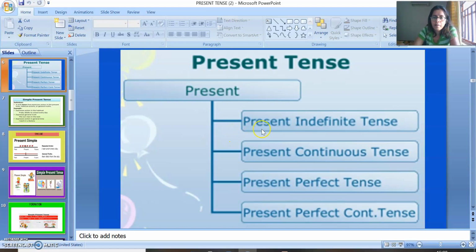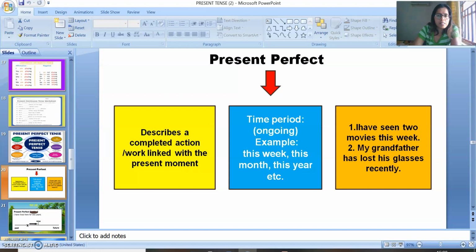So first is present indefinite tense, second is present continuous, third is present perfect, and the last one is present perfect continuous tense. Now I'm going to begin my session with my first slide. So let's get started. Present perfect tense. So here comes my first slide, present perfect tense.